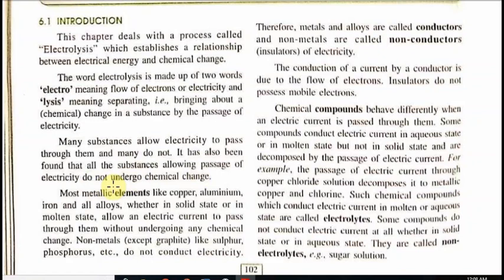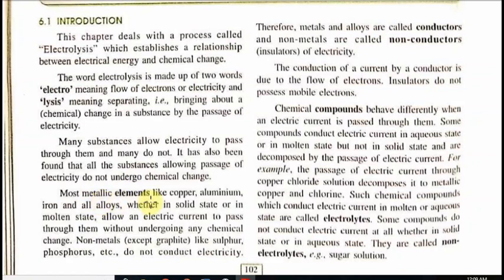Now students, we have 3-4 conditions here. First condition, a substance is not allowing the electricity to pass. Now the matter stops here. If the substance allows electricity to pass, then there are two conditions: by passage of electricity the substance undergoes chemical change, or does not undergo any chemical change. In this chapter we will study those substances which allow electricity to pass through them and also undergo a chemical change.